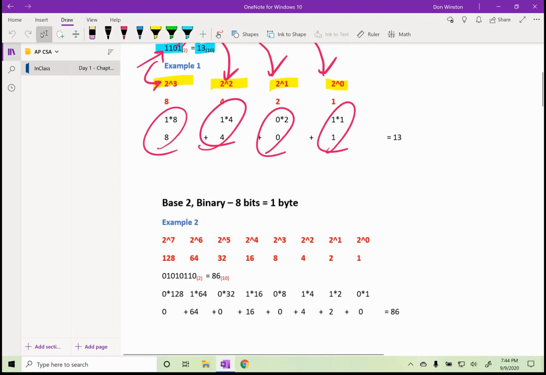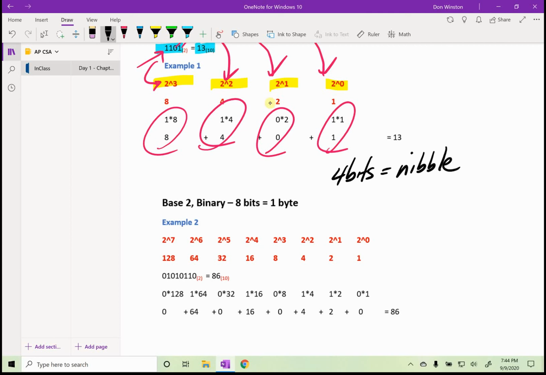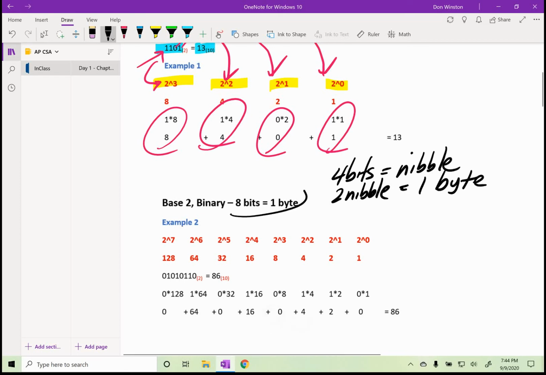All right, so let's take a look at some of these things. Now, in base 2, 8 bits makes a byte. In base 10 terms, we would say this here. So 4 bits equal a nibble. And then 2 nibbles equal 1 byte. Or 8 bits equal 1 byte. All right.